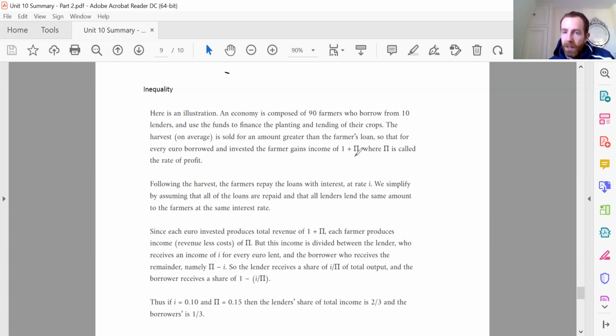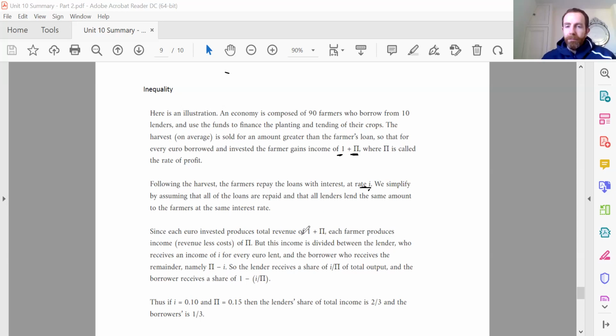Okay, so this is the key thing, right? There's the profit that's been made on the basis of the loan. But the farmers then have to repay the loan, which they can do, right? Because this one represents the euro that they borrowed, but then that came back as some income. And so they can pay back the principal, but then there's also going to be some interest. And so they have to pay back interest at a rate I.